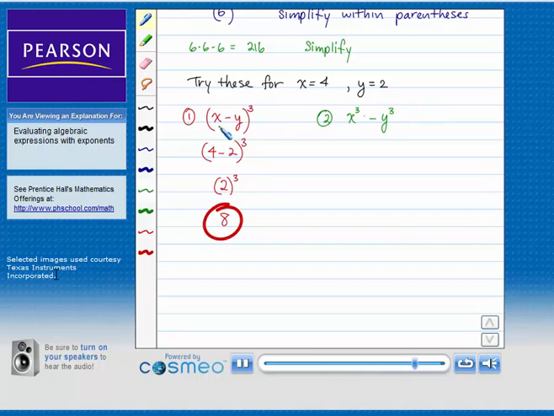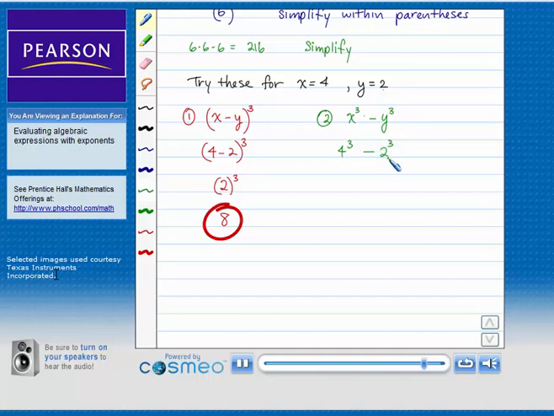Right? We need to follow the order of operations and do the part inside the parentheses first, because notice how different x cubed minus y cubed ends up being. Right? I again substitute 4 in place of x, but now I have 4 to the third, and I substitute 2 in place of y, so it's 4 to the third minus 2 to the third.